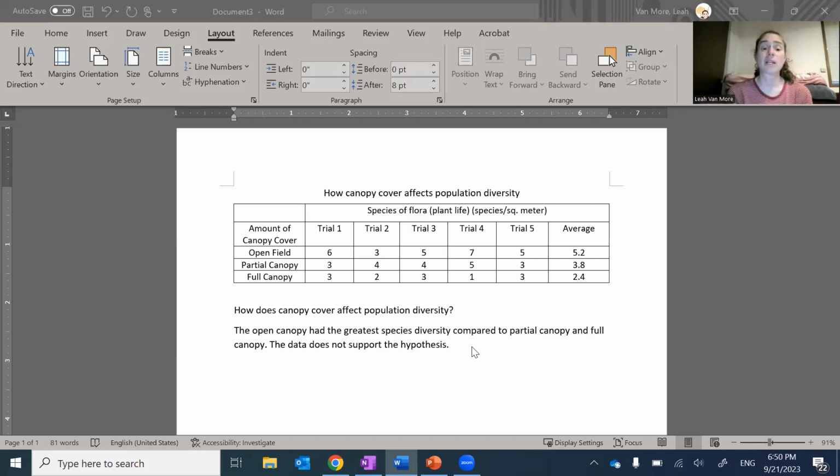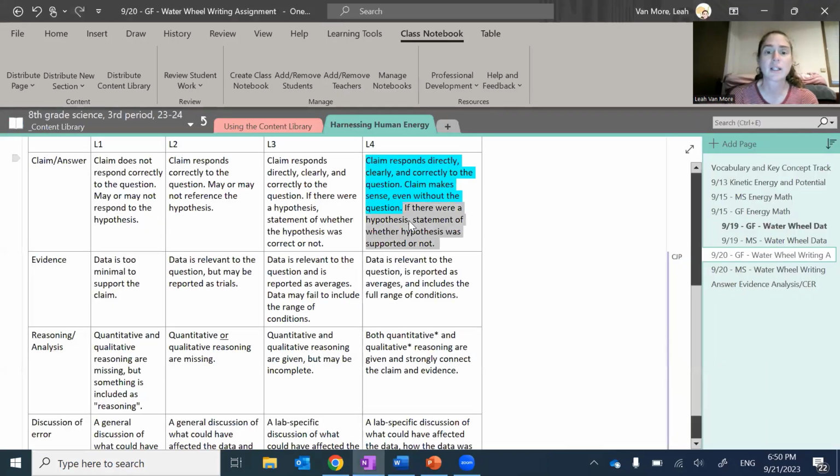I've got that statement. And if I'm a pretty skilled writer, I can even combine this into one sentence. It doesn't have to be exactly the way I'm showing you, but you could say the open canopy had the greatest species diversity compared to partial canopy and full canopy, which does not support the hypothesis, period. And so you can make that all one sentence. So now I go back here and I'm going to highlight that because I've done that.